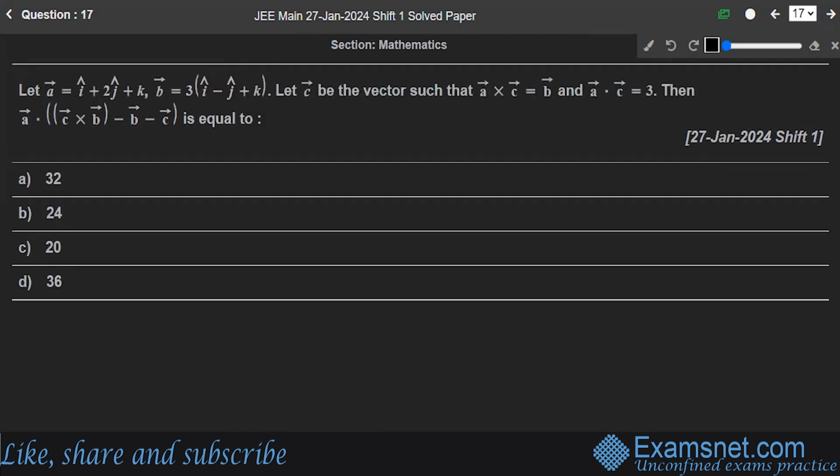Next is question number 17. Let A be this vector, B be this vector, let C be a vector such that A cross C is equal to B, and the dot product of A and C is equal to 3. Then you have to find out this expression.